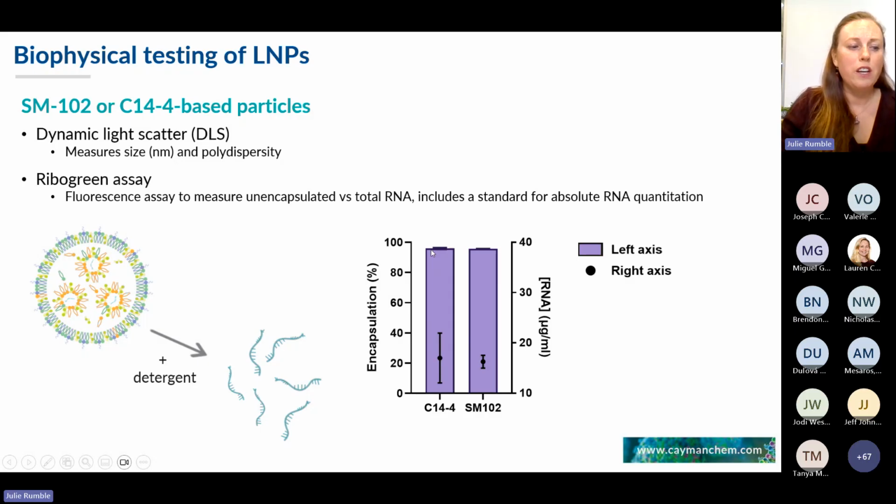The addition of a standard to this assay can also give us the ability to calculate the total encapsulated RNA concentration, which is shown in the points and using the right axis. This number is used in cell studies to normalize the amount of RNA in each sample.